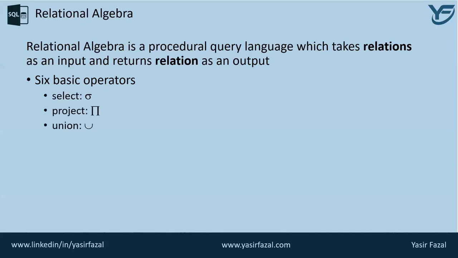Then there is the union operator, which is normally denoted by U. Then there is set difference, which is normally denoted by the minus sign. Then there is the Cartesian product, which is normally denoted by X. And the last one is rename, which is normally denoted by rho. How we will apply these basic operations on relations, we will see in our upcoming blog posts.